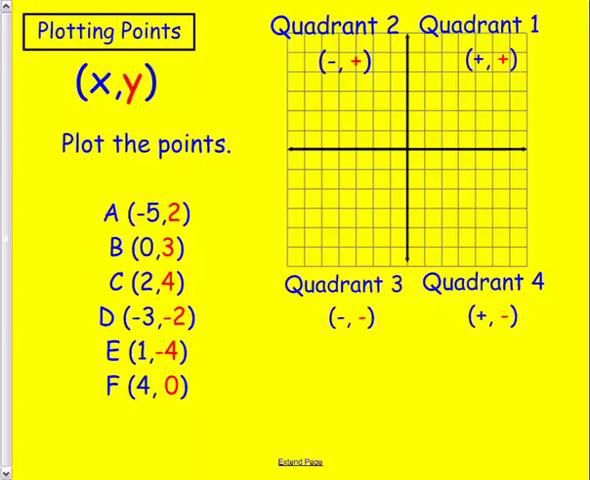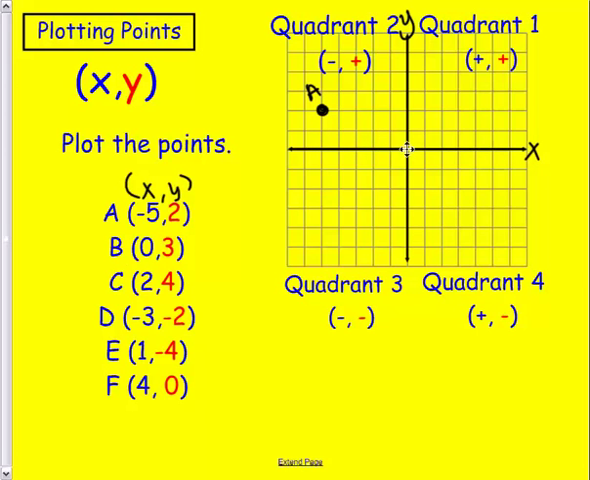Let's look at some examples. How do we plot the points? We want to plot A, B, C, D, E, and F. The first thing we start at is always the point of origin, and we always go to our x value first and then our y value. So -5 on the x-axis, 1, 2, 3, 4, 5, and then up 2 on the y-axis. So A is at -5, 2.